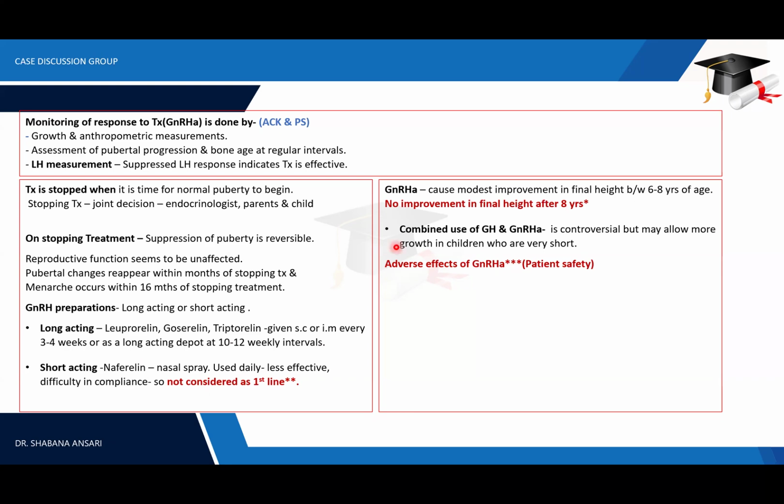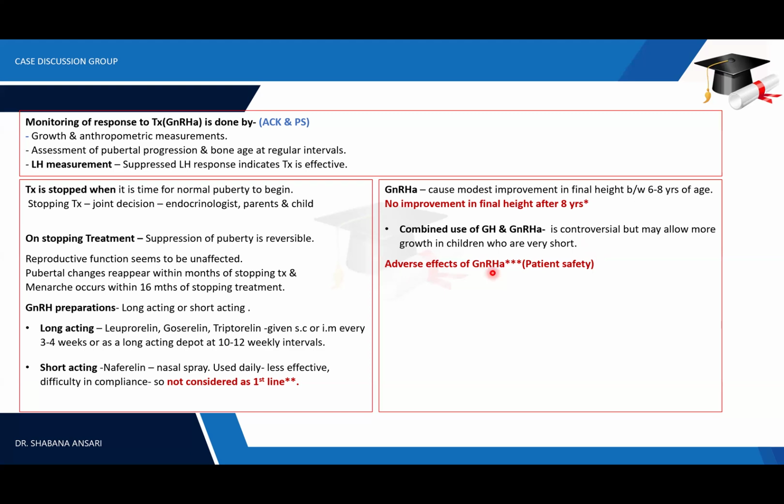What happens when we give a GnRH agonist regarding the height? There is a modest improvement in final height between 6 to 8 years of age. There is no improvement in final height after 8 years of age. So there won't be any improvement in the height if it is given after 8 years. What about combined use of growth hormone and GnRH agonist? Yes, routinely it is not given. Use is controversial, but it may allow more growth in children who are very short or have stunted growth. Again, it's going to be the expert decision.